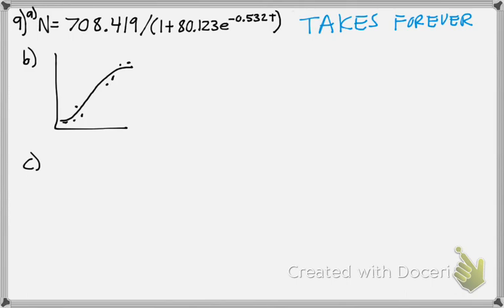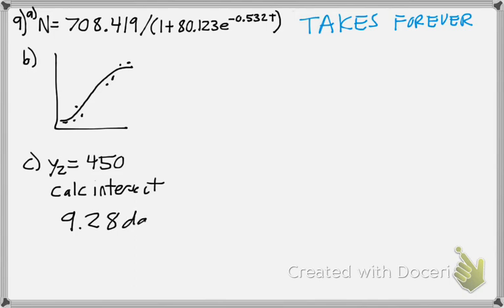And then part C says, according to the model, when would the population reach 450? So they're looking for a t-value. So here we want to do y2 is equal to 450. And then if you do the calc intersect, then you should get 9.28 days.